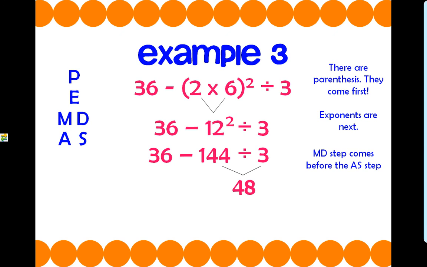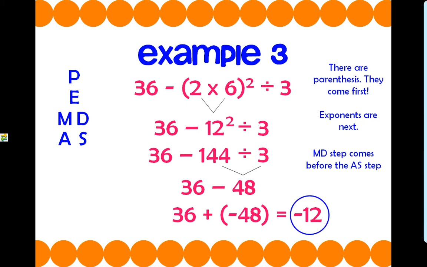And then we bring down everything we have not used. Now we need to think back to our adding integers, because if you have 36 M&Ms, you can't give away 48. So we're going to have to use our rule, keep, change, change. So that's going to be 36, change the minus to a plus, change the 48 to a negative 48. When you actually subtract here, 48 minus 36 is 12, and then we keep the sign of the highest absolute value. So the answer here will be a negative 12.